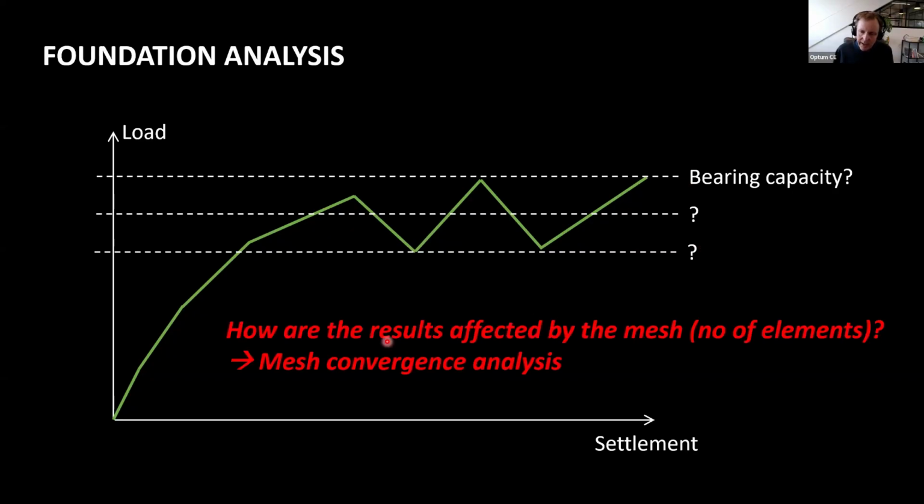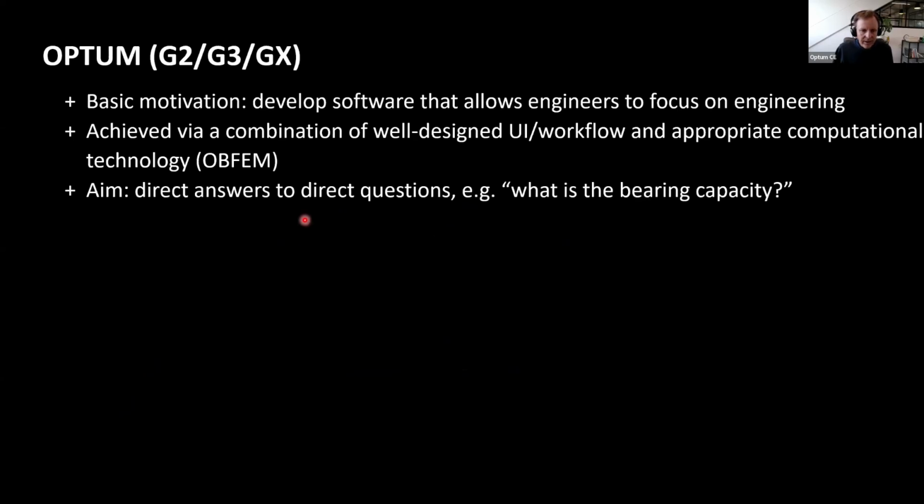And even if you do get a nice smooth curve, there's still the question of how the result, the bearing capacity in this case, is affected by the mesh, say the number of elements. And typically you have to do a mesh convergence analysis. You start with 1,000 elements, record the results, then 2,000, 4,000, and so on, until the bearing capacity converges. So a direct answer to a very direct question is not really that straightforward.